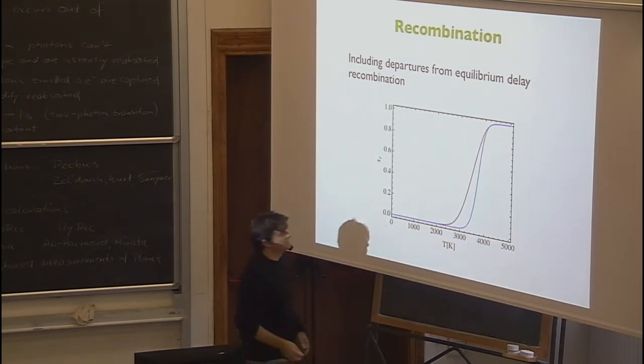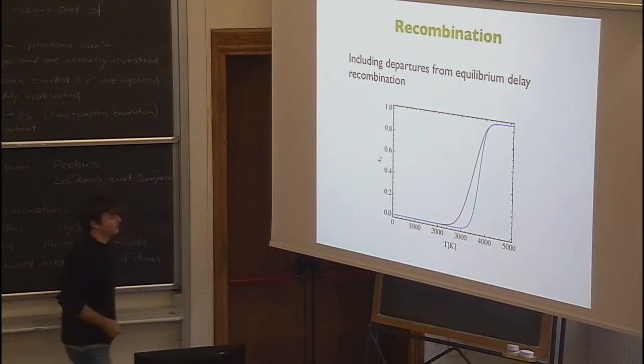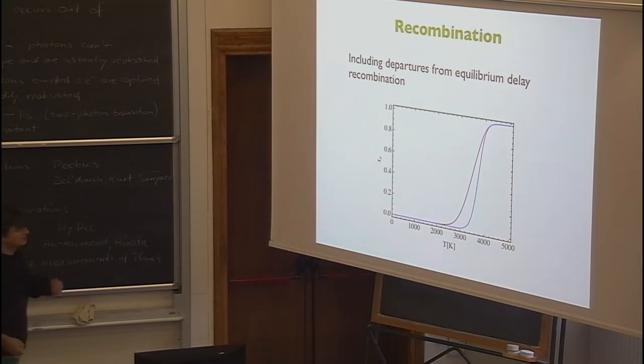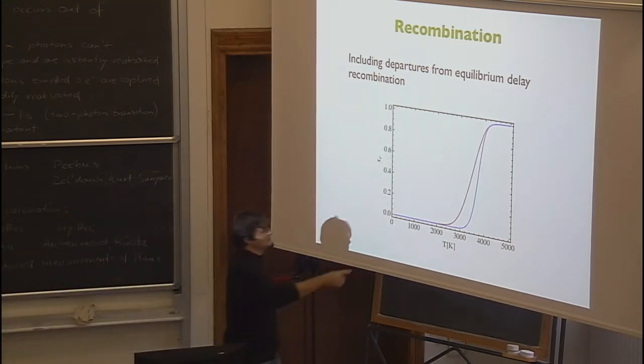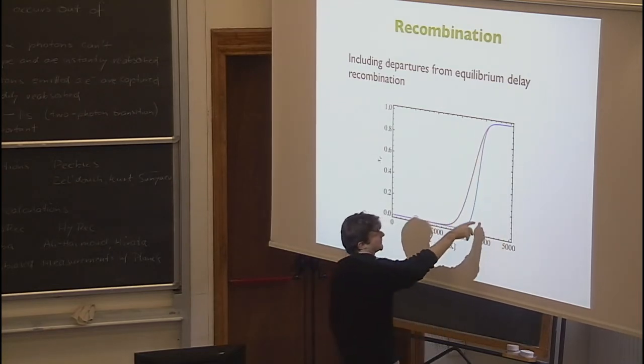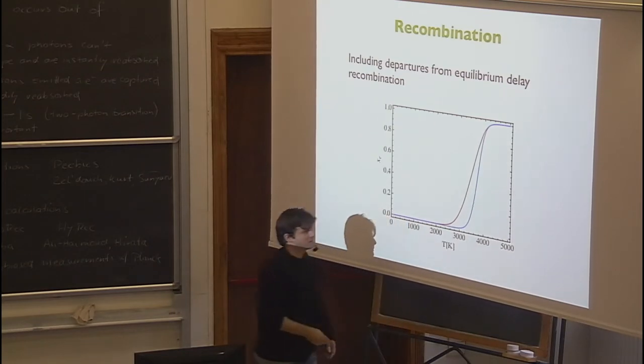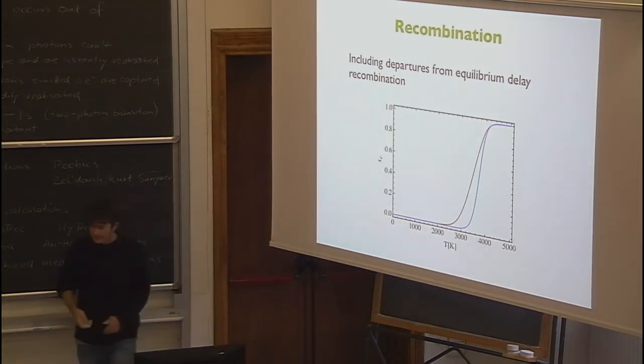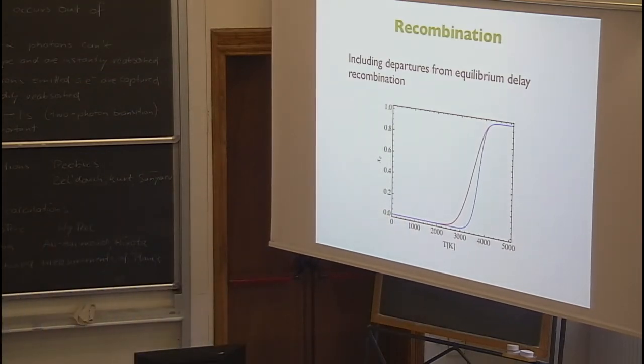So the red curve here is what you get from the Peebles calculation, the formula I was showing you, and you see that the onset is captured correctly, around 4,000 Kelvin, but then the way recombination happens is delayed because it's not really happening in equilibrium, because you can't drop to the 1s state from the 2p state in this medium. So this is what the curves look like.